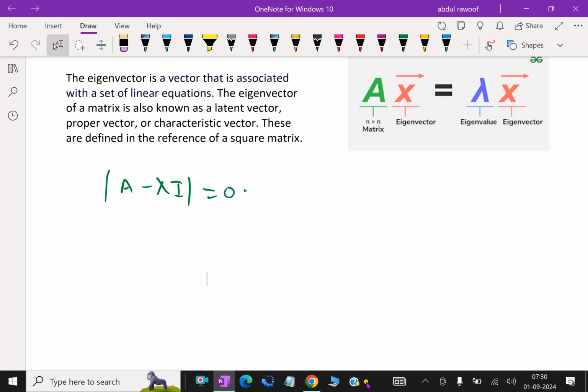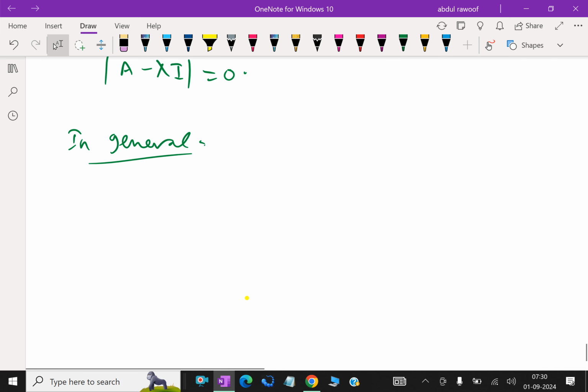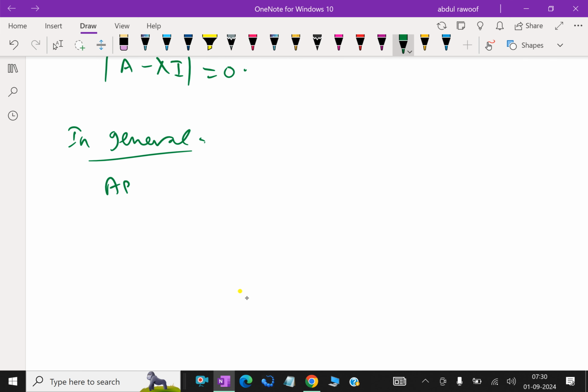Now next one, in general for matrices, look here. In general, the inverse of the product AB must be equal to B inverse times A inverse, that is, interchanged.